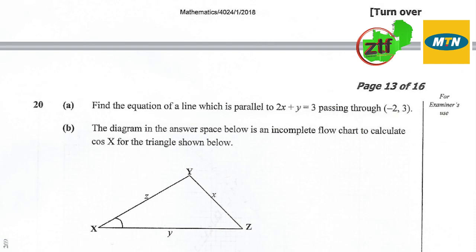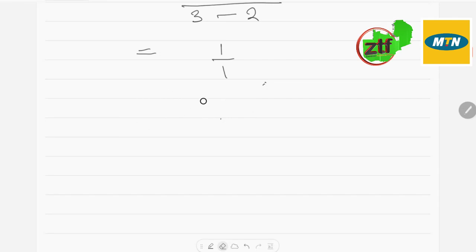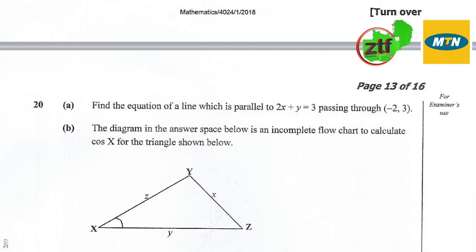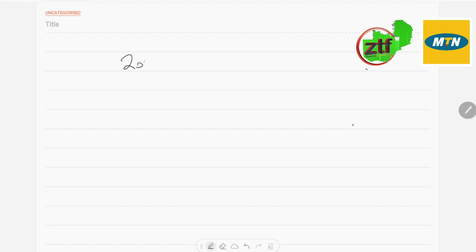The question states, as it is beamed on your screen: find the equation of a line. Just a minute so that we can create some space for our working. Find the equation of the line which is parallel to 2x plus y equals 3, and this line passes through the point (-2, 3). So they are asking you to find the equation of a line which is parallel to this given equation.